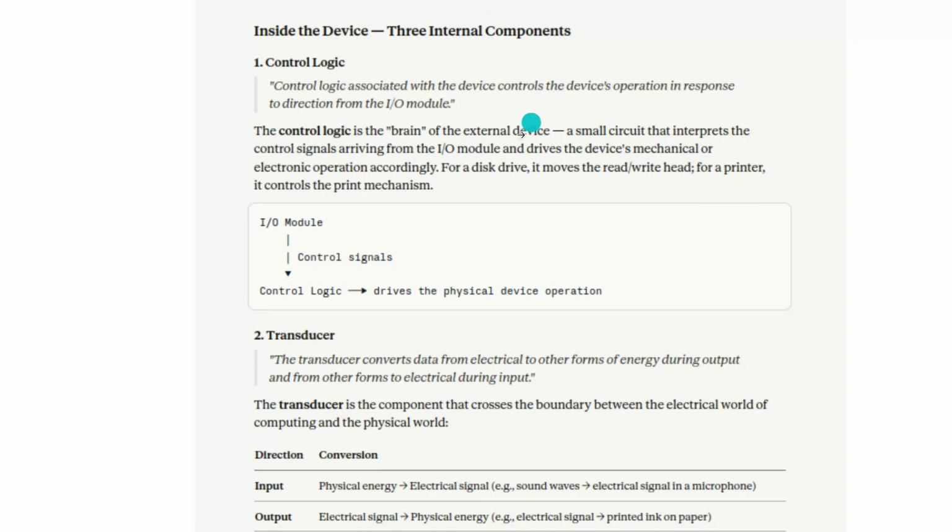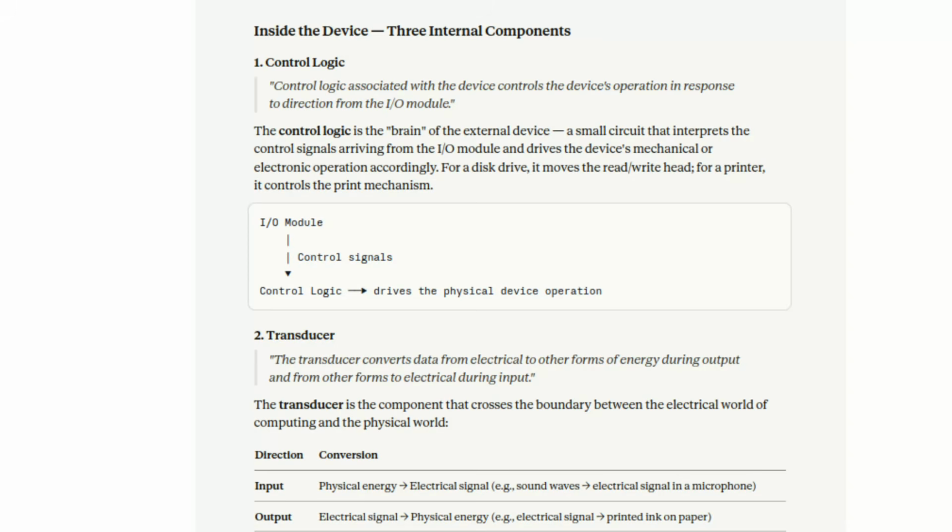It interprets these control signals arriving from our IO module and drives the device's mechanical or electronic operations accordingly. Whether it be a mechanical work or an electronic operation, according to these control signals it has to do one operation, which is interpreted and made to happen through this control logic. For a disk drive, it moves the read or write head. For a printer, it controls the printer mechanism.